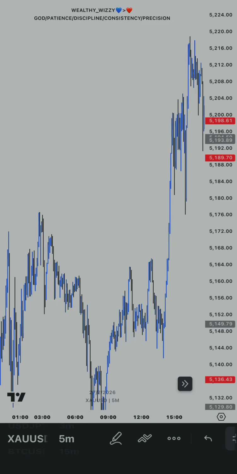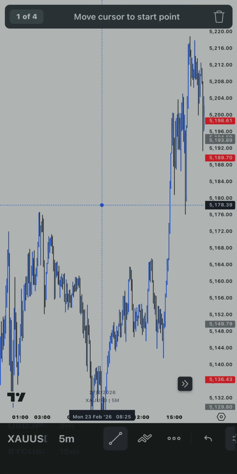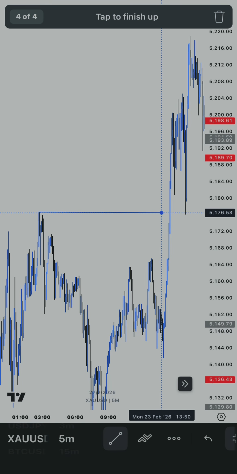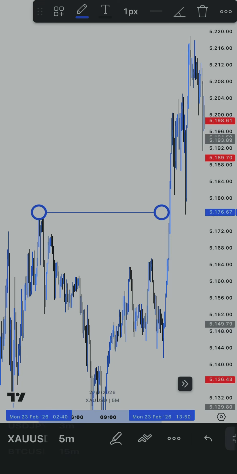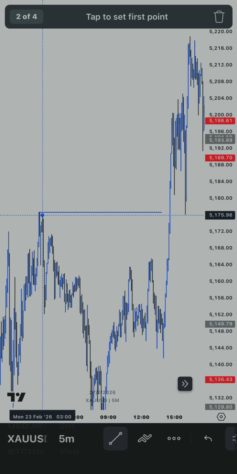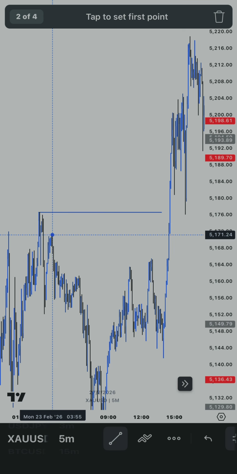Now, price gave us the double break of structure. This is a break. And this is a break. Here is a break. Here is equally a break too. You can use here rather.